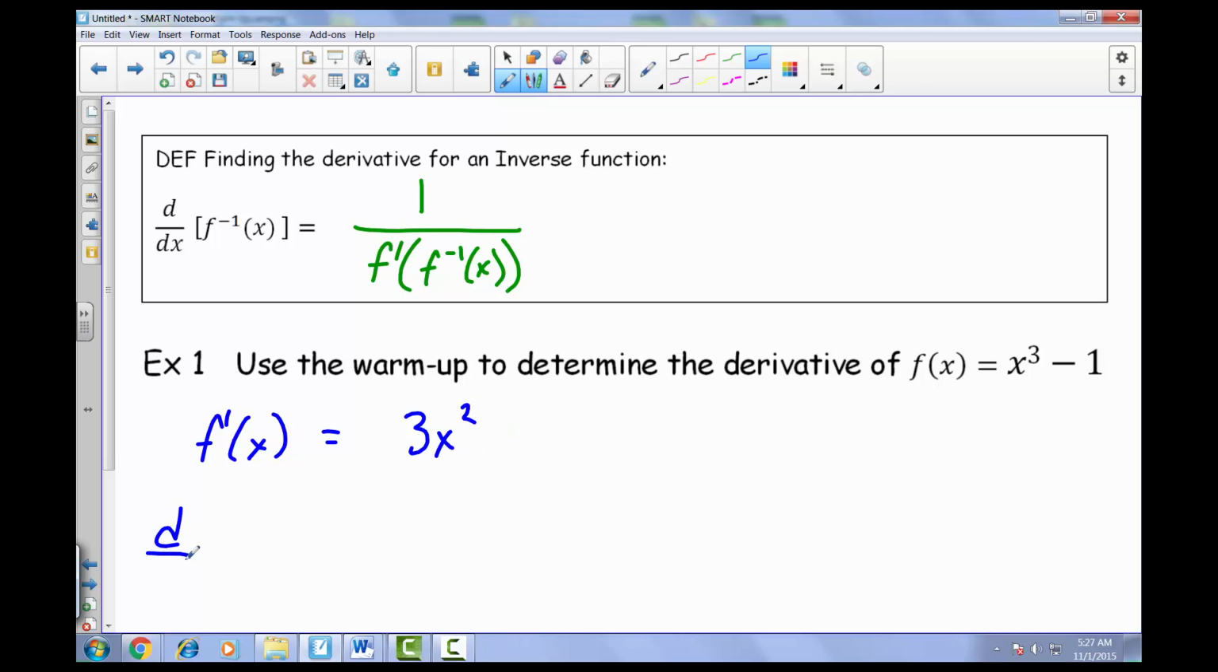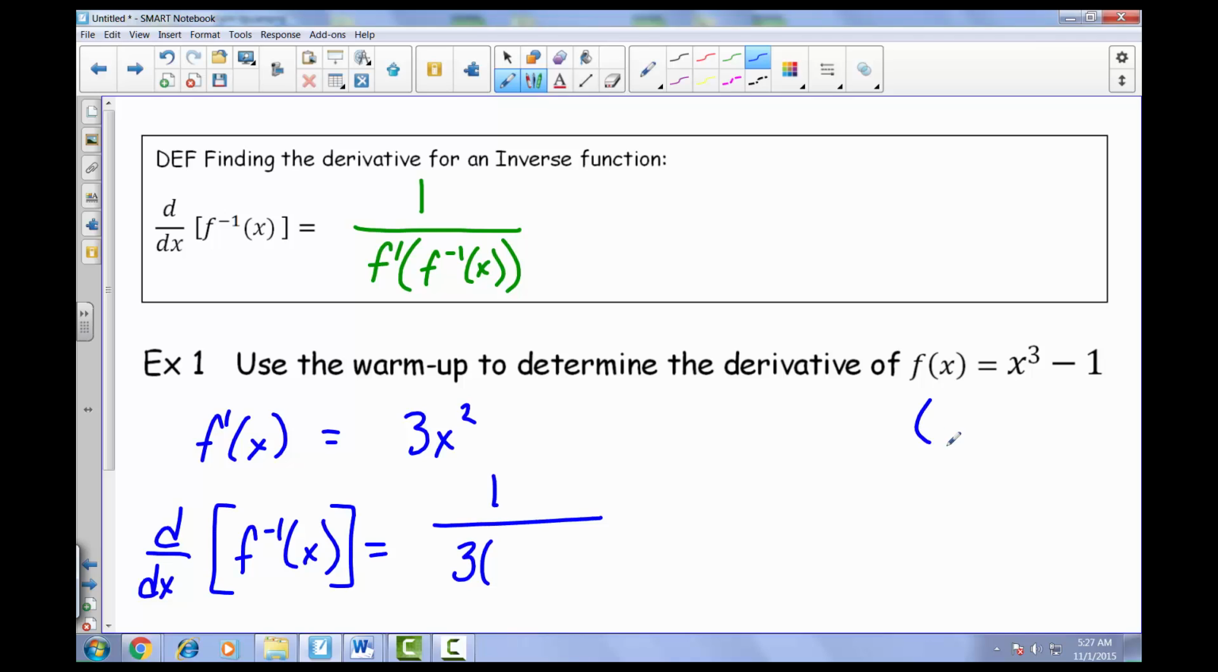Then if we're looking to figure out what is the derivative with respect to x of f inverse of x, we're again taking the derivative of the inverse, just following our definition, that's 1 over 3 times, instead of x, again, we're going to throw in our inverse function anywhere that there was an x. So from before, our inverse was x plus 1 raised to the 1/3 power. So anywhere that there is that x, we're going to throw in that x plus 1 raised to the 1/3 power.